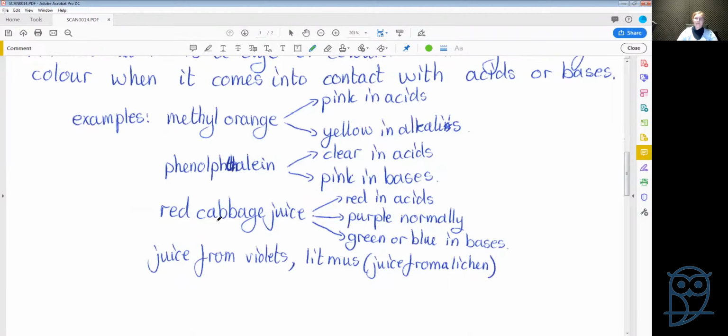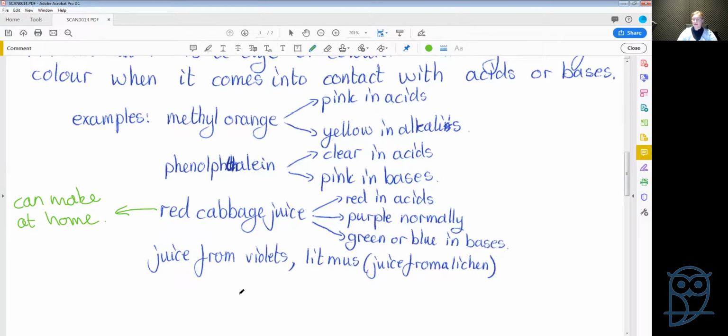We've got red cabbage juice. This is the easiest one, and you can make this one at home. It turns red in acids. It is purple in neutral solutions normally. And then it turns green or blue in bases.